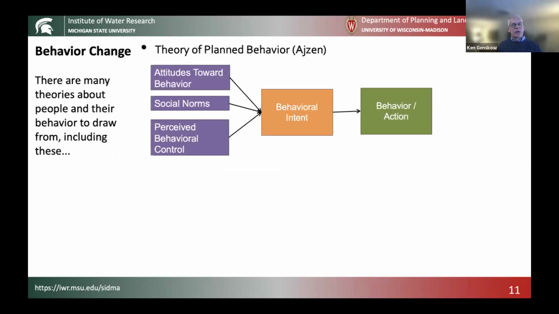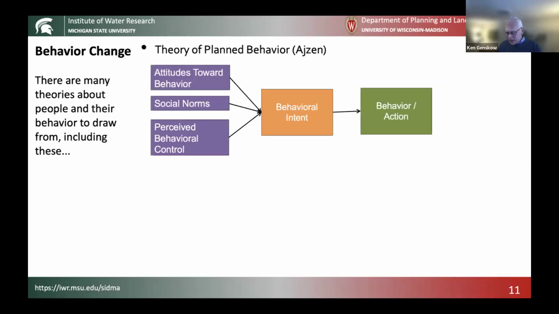And where do you start when you're talking about behavior change? There are many theories about people and behavior, and you're probably familiar with some of these just from common public press or media. But I'm just going to highlight a couple of them here that help feed what we did for the SIPES system. The first one that I'll talk about briefly is the theory of planned behavior. This has been around a long time by Isaac Ajzen.